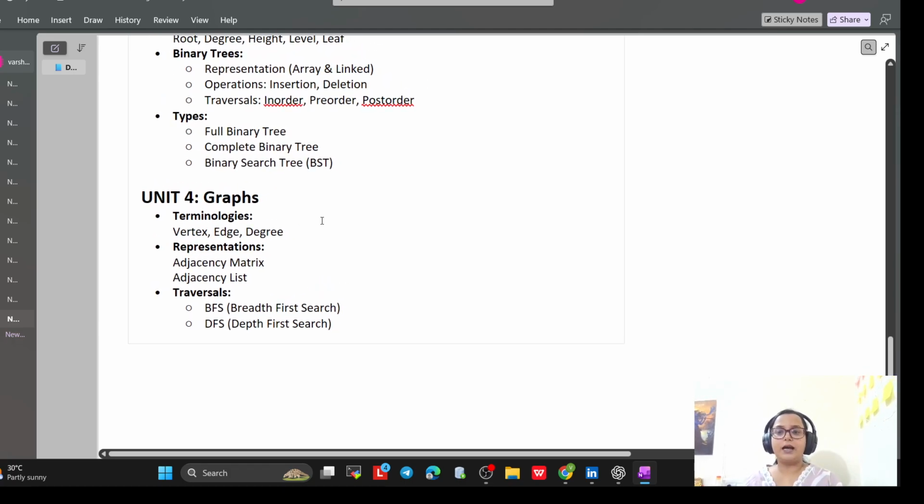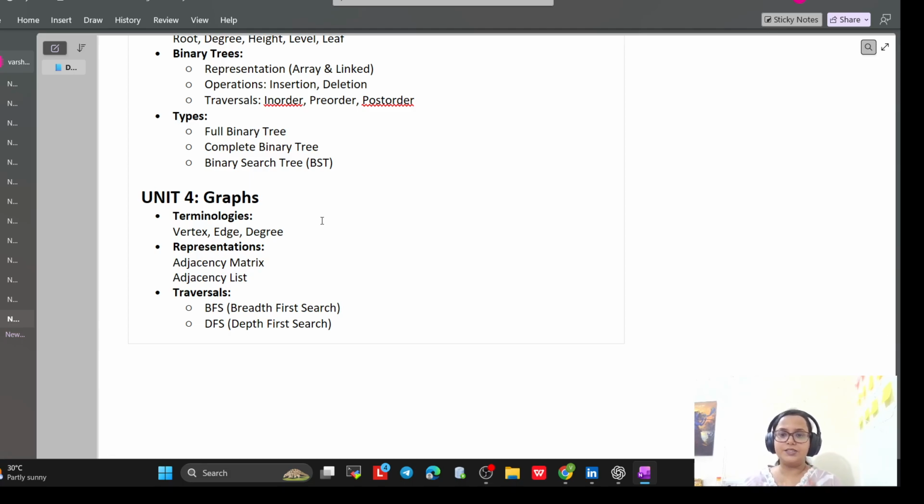In the graph we will discuss terminology like vertex, edge, degree, representation like adjacency matrix, adjacency list, traversal. In traversal, BFS, DFS, breadth first search, depth first search. So this is about data structure.